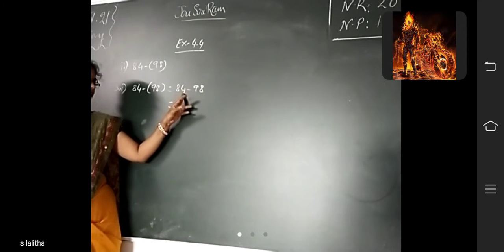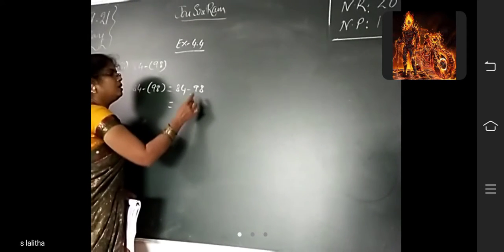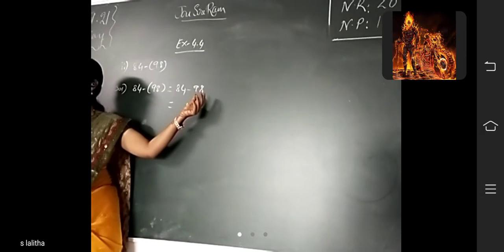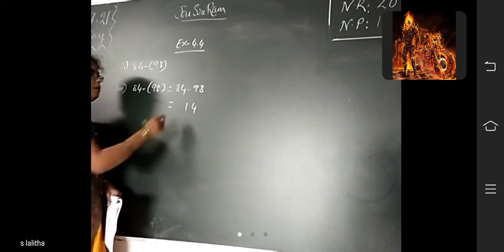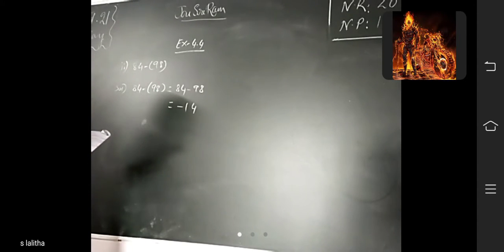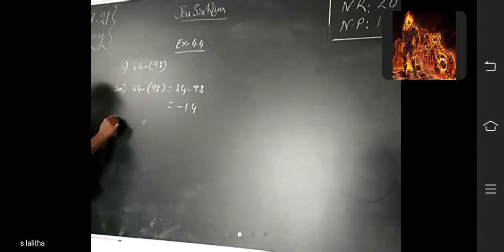So, subtract. 8 minus 4, 4. 9 minus 8, 1. So here the negative number is bigger. So that's why you should keep minus. Did you understand? Minus 14.